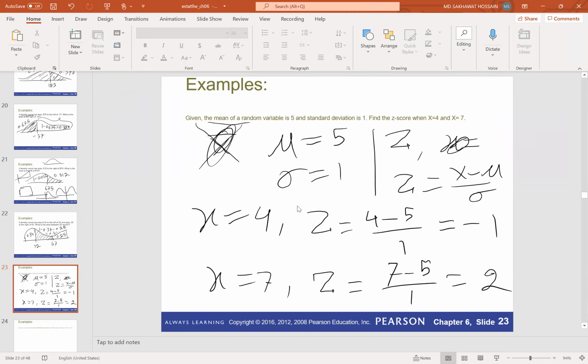Now you can see that the mean was 5 and 4 is to the left side of 5, right? So that's why we have a negative z-score. 4 is 1 standard deviation below the mean, since sigma is 1. So that's why we have -1. And similarly, 7 is 2 standard deviations above the mean. So that's why we have +2.